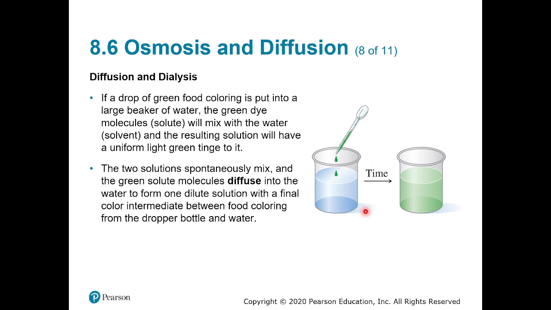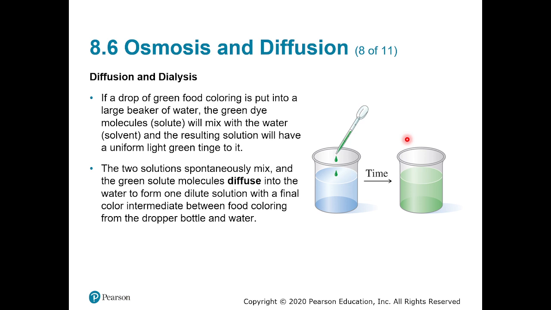Okay, so if we add a drop of food coloring and we put it into a large beaker of water, the green dye molecules, the solute, are going to mix with your water, the solvent. This is going to result in a solution that has a uniform light green tinge to it. This process right here is what's referred to as diffusion. You've all experienced diffusion many, many times in your lives, of course. If somebody was to, God forbid, fart in this room, what would happen? It would spread throughout the room, right? That is also diffusion.